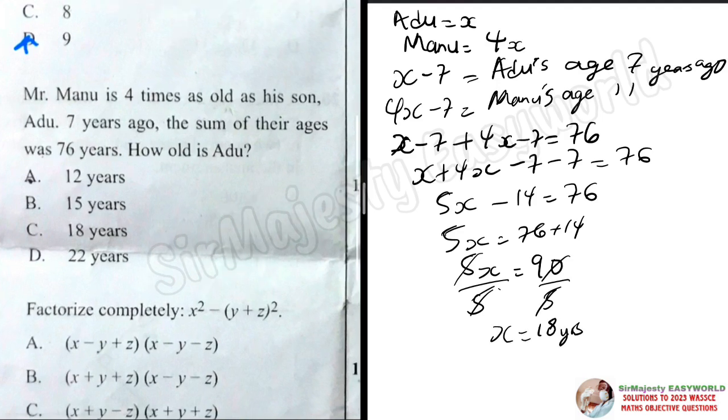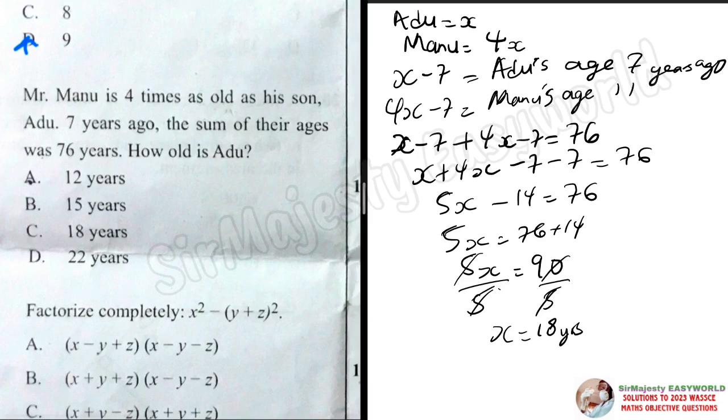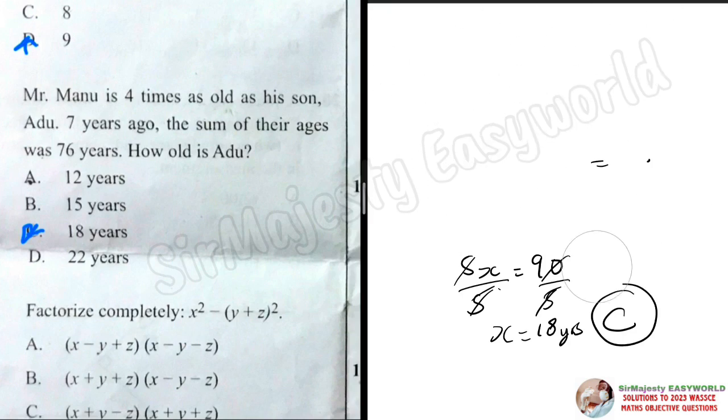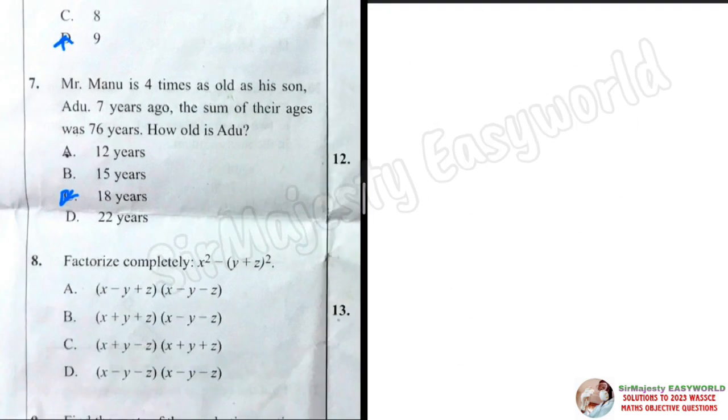They asked how old is Adu? And Adu's age was given, as we saw from the beginning, as x. So our correct answer to this question is C. That's 18 years. So I need to move on to the next question. That's number 8.